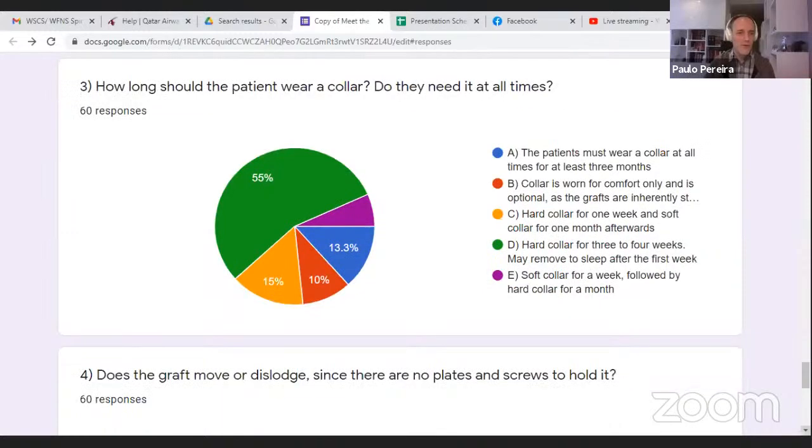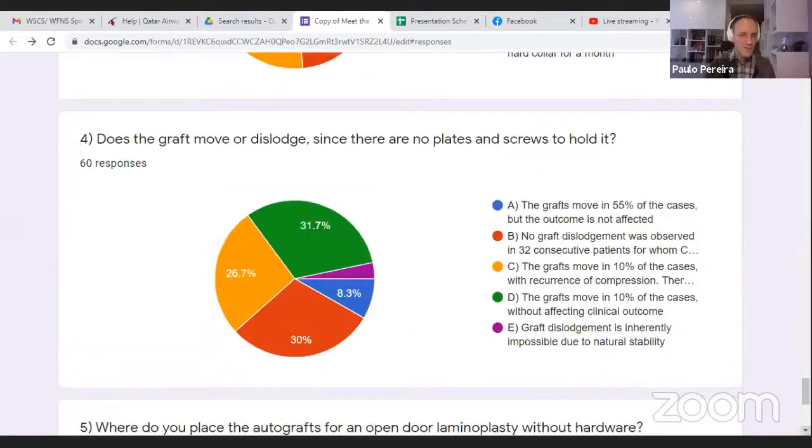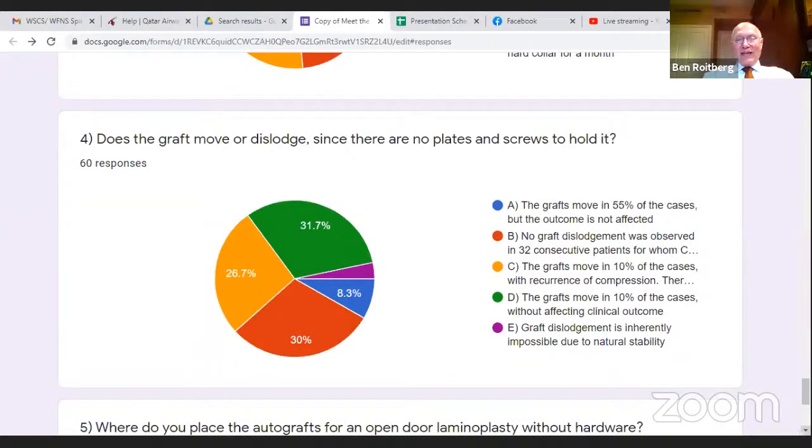Next. Okay, and then the fourth question. Can we move downwards, please? Yes. So exactly, I wrote the questions like I do for residency exams, so they are tricky multiple choice questions. And the answer is B. No graft dislocation was observed in 32 consecutive patients for whom a postoperative CAT scan was available. This is the report. This is the data.